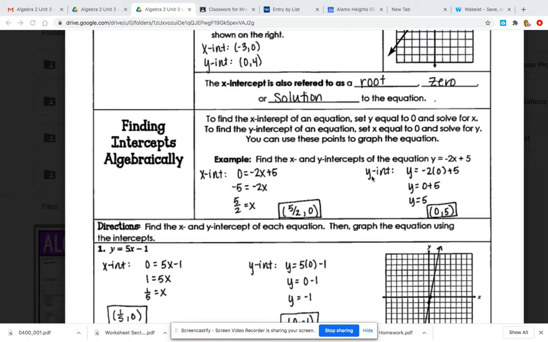If I want to find the y-intercept, I'm going to set x equal to 0. So I plug in 0. I get negative 2 times 0 is 0. 0 plus 5 is 5. And if you remember, we also know that because if it's in y equals mx plus b, remember the b is the y-intercept. And so that's why we get (0, 5).